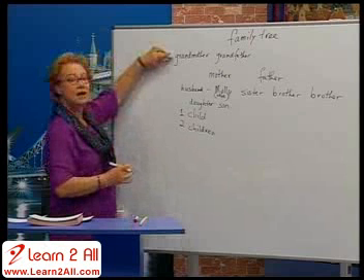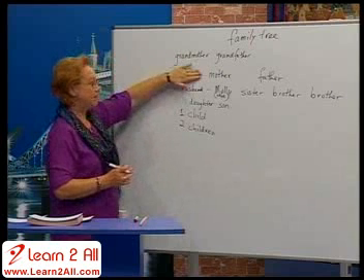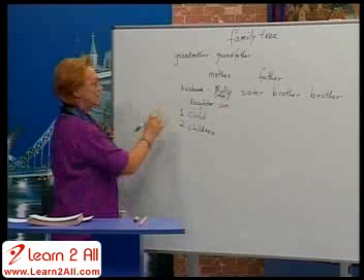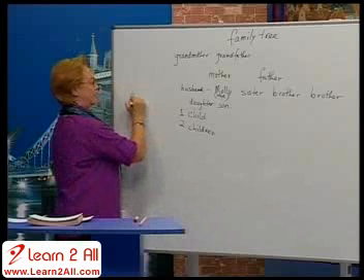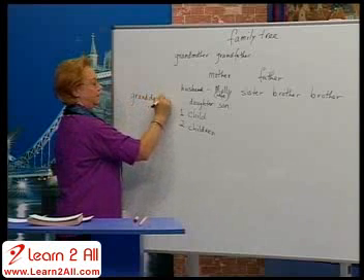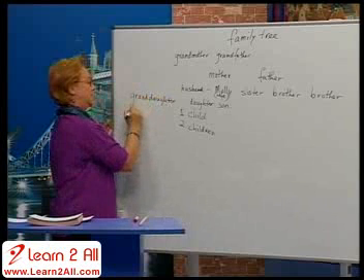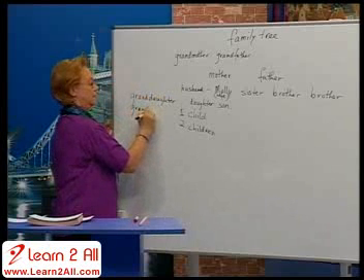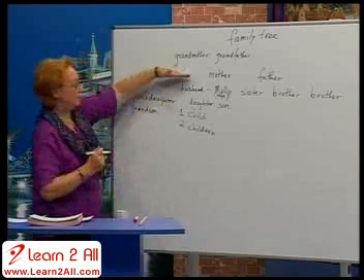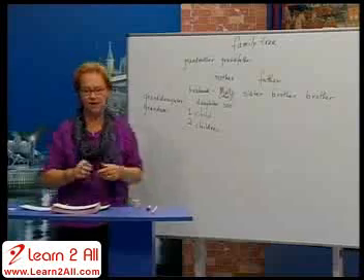Now, my grandmother, my mother, me, my daughter. My children are granddaughter, and my son is grandson. Okay? 1, 2, 3, 4 levels.